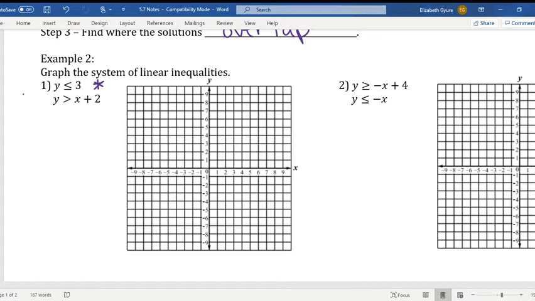So y is less than or equal to 3. Remember, this is one of those weird ones where it's either going to be a vertical or a horizontal line, because if you look on the right here, is there anything except that 3? It's just the 3, right? So if it's y is less than or equal to 3, where should I put my dot? Should I put my dot at 3 on the y-axis or on the x-axis?